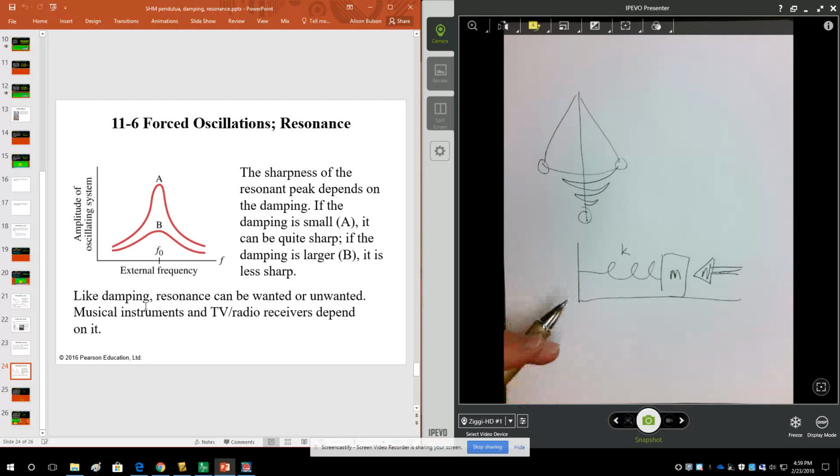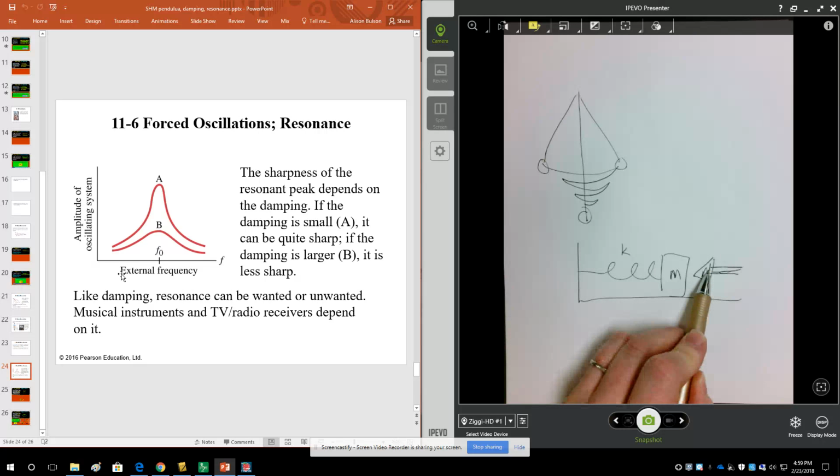So here you see a graph of frequency versus amplitude of the oscillating system. So this would be the frequency of the external push or pull, the driving frequency. So this push and pull of the hand of the machine, whatever it is that's pushing and pulling on the spring. So as you increase that frequency, the amplitude of the oscillation increases to a peak. That peak occurs when the frequency of the external driving force equals 1 over 2 pi times the square root of K over M, or whatever it is, for the mass and spring.